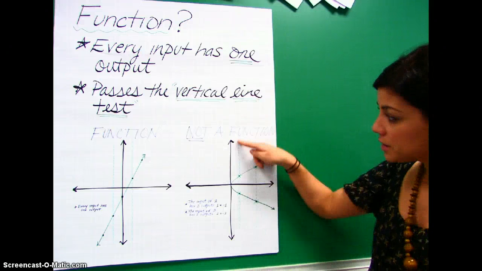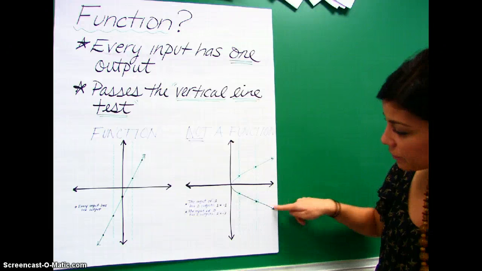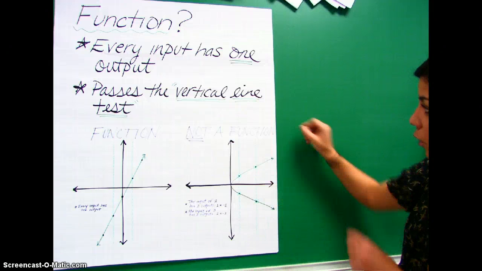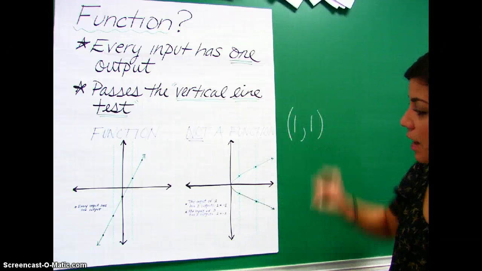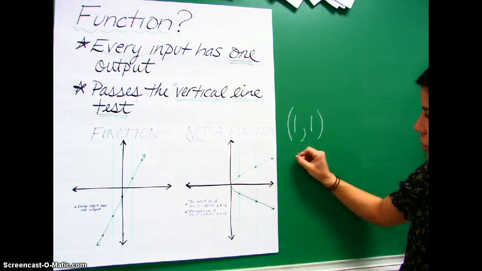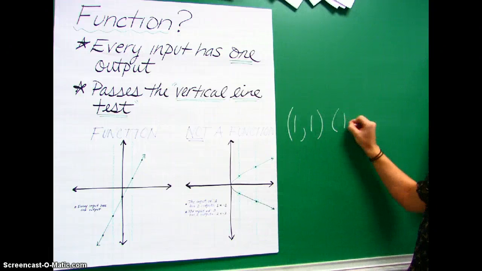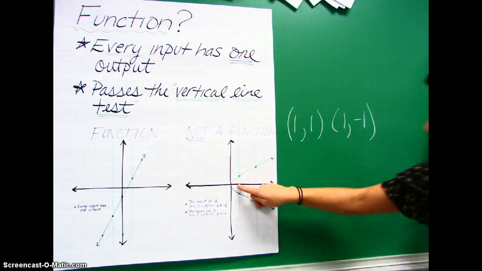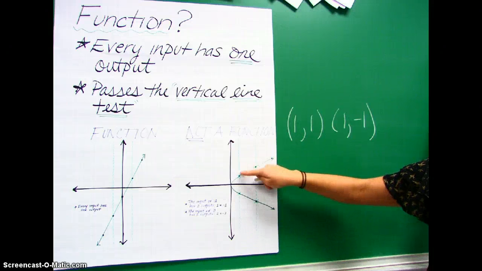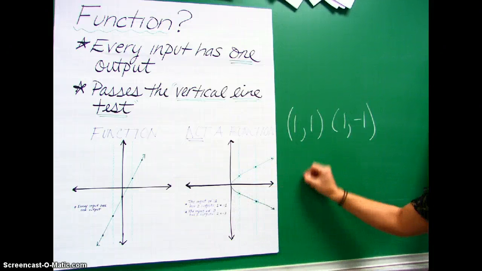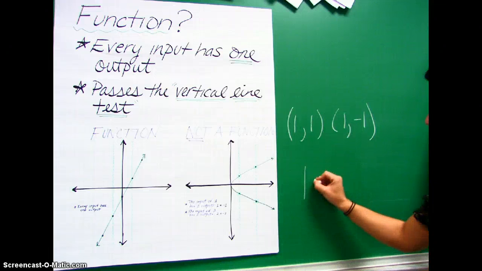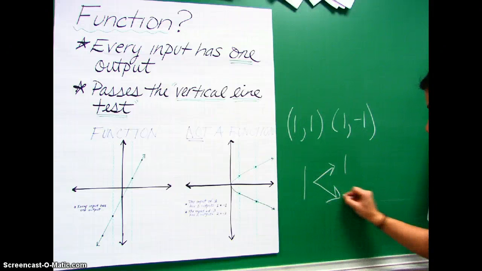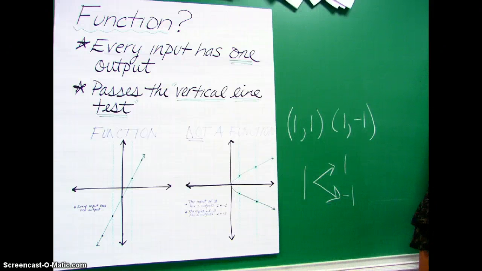For example, this vertical line intersects my graph, this curved green line, at this point here, which is the point 1, 1, and it also intersects at this point here, which is the point 1, negative 1. So this vertical line crosses at more than one point because the input of 1 has more than one output. 1 has the output of 1, that creates 1 point, but it also has the output of negative 1. So therefore, that is not a function.